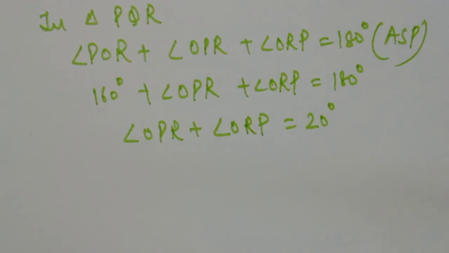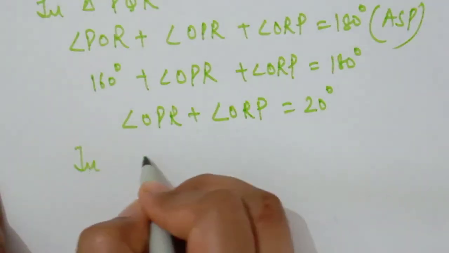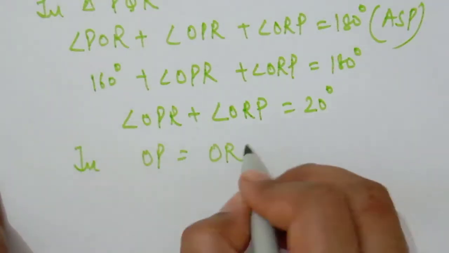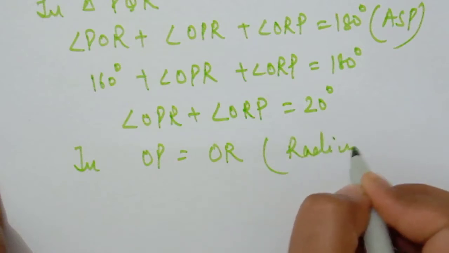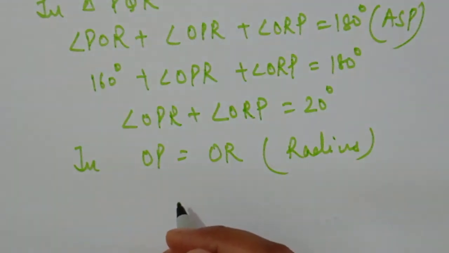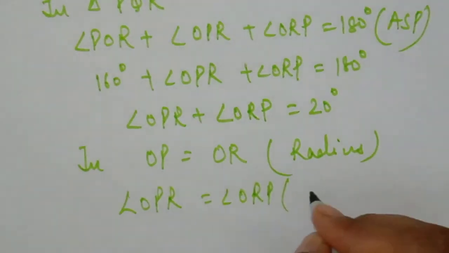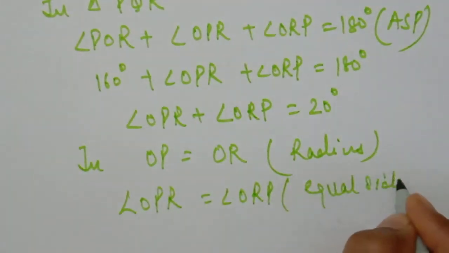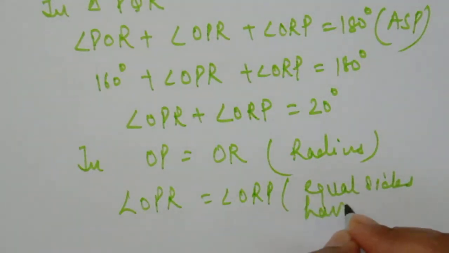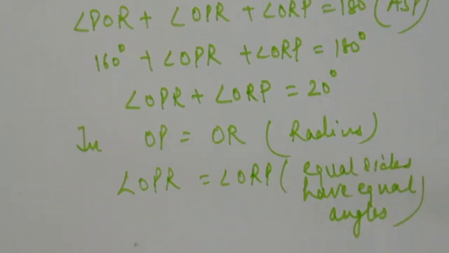Now how will we find angle OPR? We know that in this triangle OP is equal to OR. Why? Radius of same circle. So the corresponding angles of these two sides are equal, because according to the theorem of the 7th chapter, if two sides are equal, then the corresponding angles are also equal. So OPR is equal to ORP. Reason: equal sides have equal angles. You have to write the reason at each and every step.